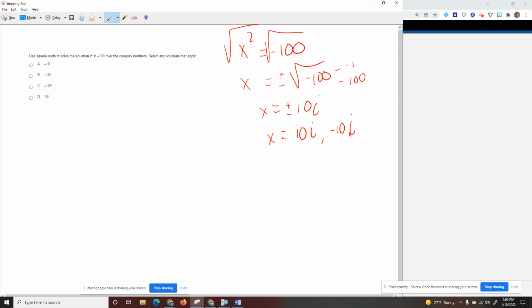When the question says select any solutions that apply, that means there might be more than one answer. It means there's probably more than one answer. So you've got 10i and you've got negative 10i. So you would check both of them. The other thing you can tell is that the answer choices are all squares. And answer choices that are squares, you can click more than one. When they're circles, you can only click one. When they're squares, you can click more than one. In this case, 10i and negative 10i.